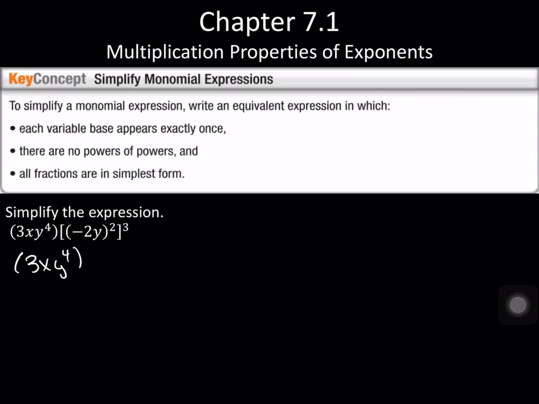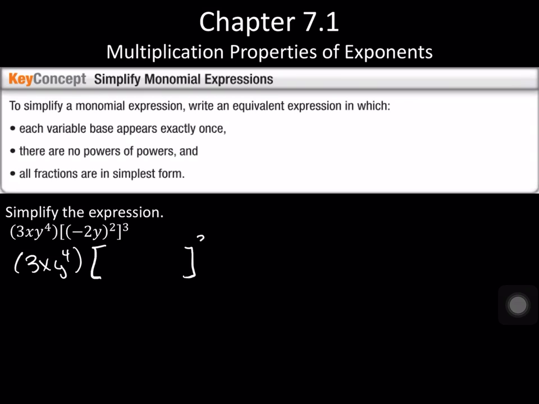3xy to the fourth, we're just going to leave it alone for a second, because what I see here is I've got a parenthesis raised to a power, and so that has to happen. And then all of that is still in brackets that are raised to a power. And so all of this has to be done before I can come up here and deal with this other parenthesis. So 3xy to the fourth is just going to be happy waiting right there until we get ready for it.